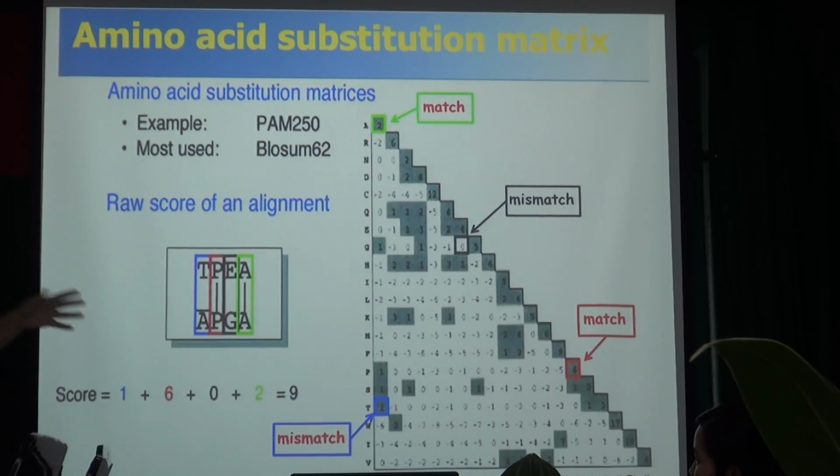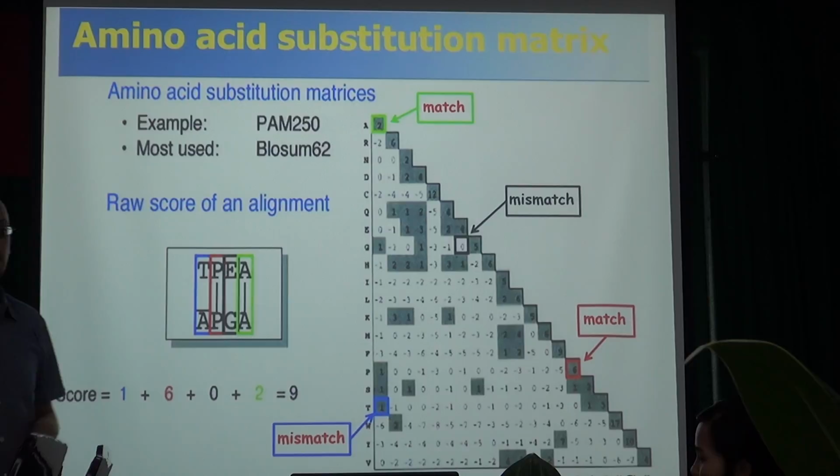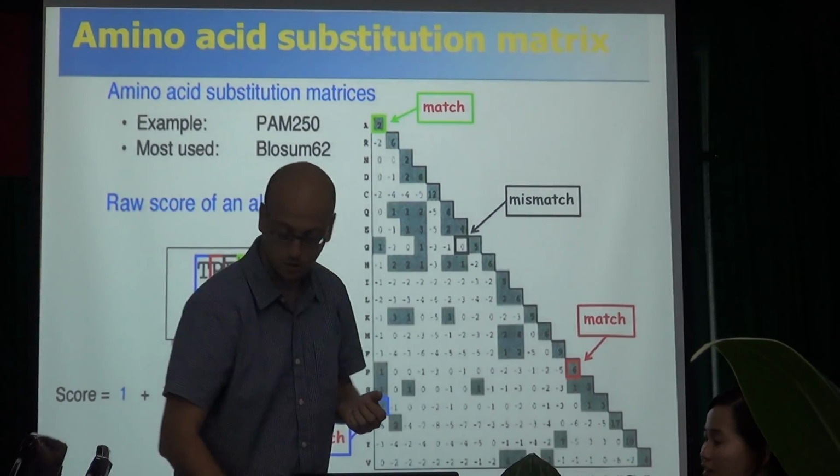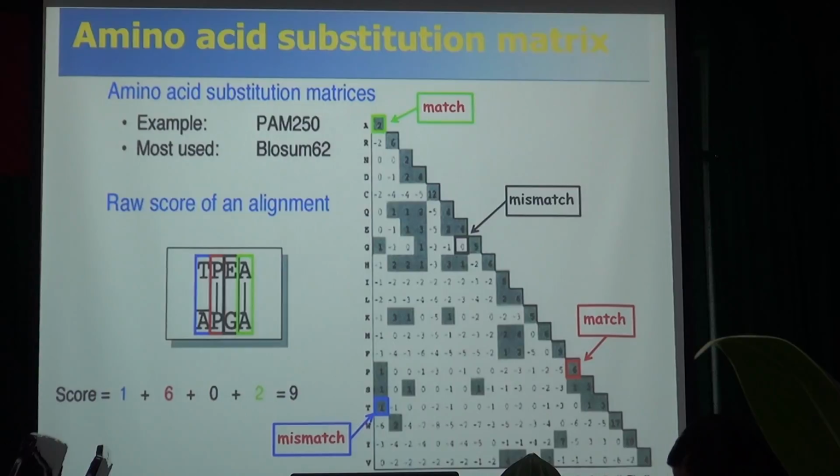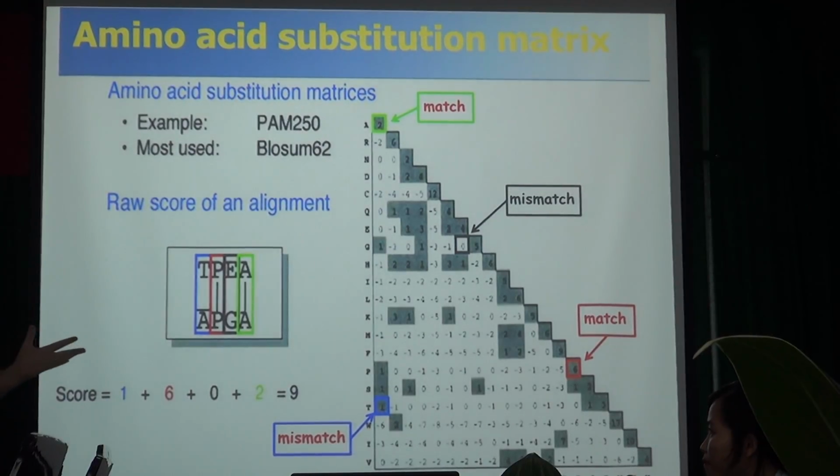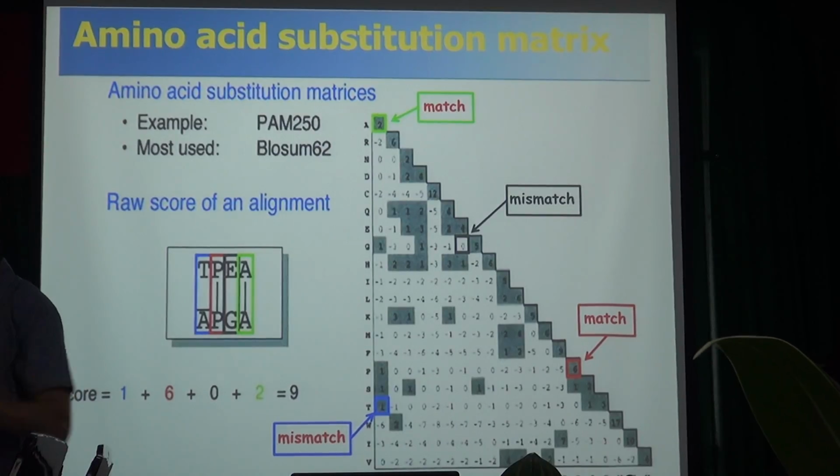How good is this alignment? 9. Okay? So, yes. How do we know the score for each matching? How do we know the score? What happened is, I didn't want to make everybody confused, but since you asked, I will answer very briefly.